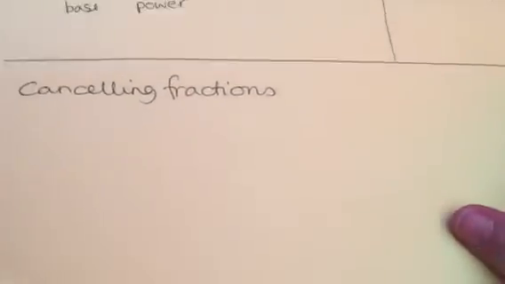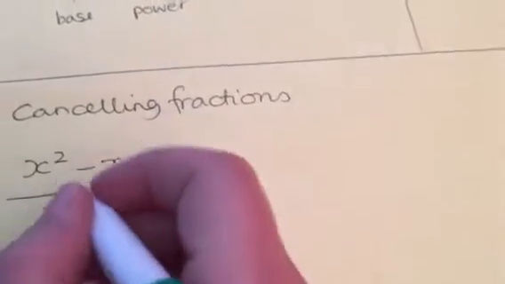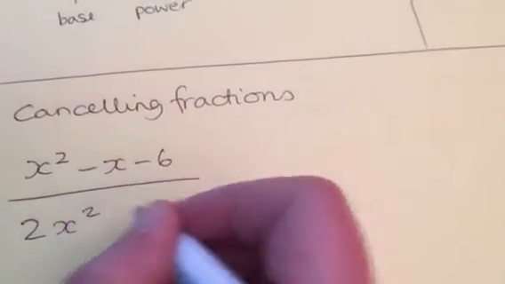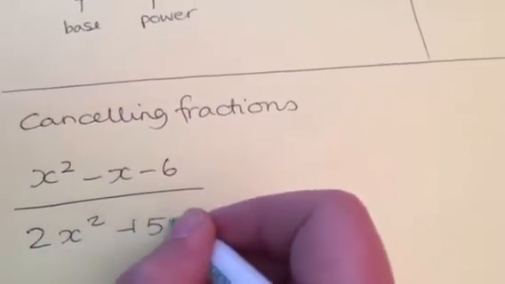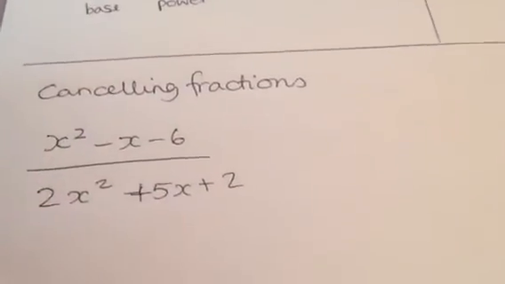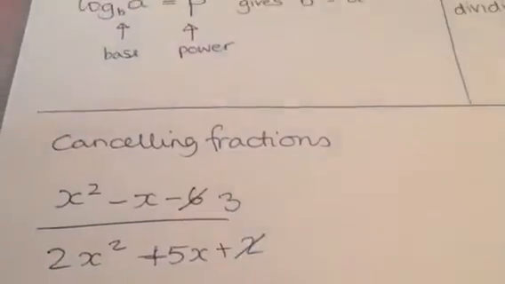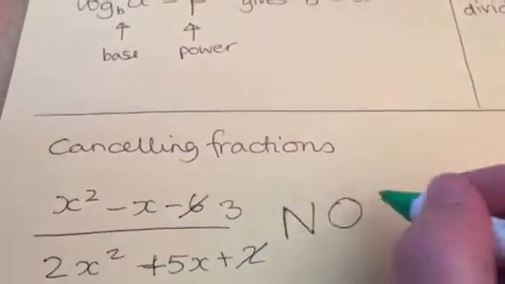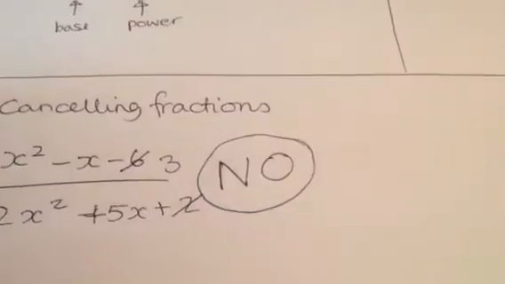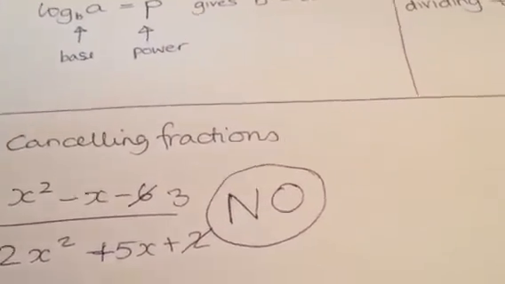Cancelling down fractions, and we're looking at algebraic fractions here. So if I've got something like this, x squared minus x minus 6 divided by 2x squared plus 5x plus 2, it's very tempting indeed to cancel, say, the 6 with the 2 to give you 3. But that is absolutely wrong and incorrect. You can only cancel fractions with common factors.